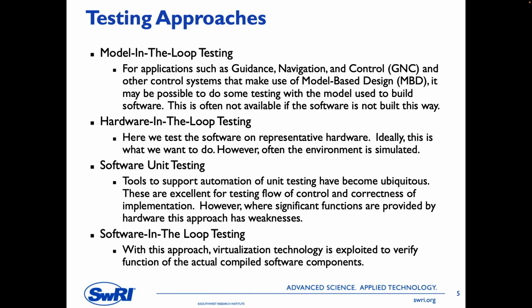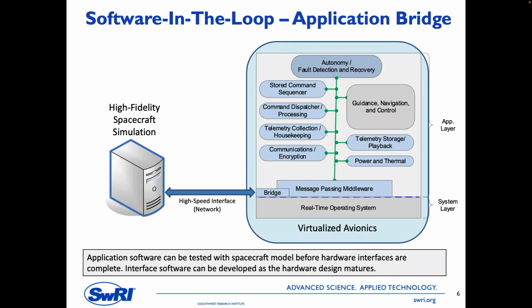We use this virtualization technology to run the flight software on a virtual machine to be able to verify the functions that it performs component by component. Here's an example picture, and software-in-the-loop testing can really be viewed, I think, in two stages. One approach to be able to do this software-in-the-loop testing early is to focus on the application software. If your software is structured in a layered fashion, then you can provide spacecraft simulation information directly into the application software.